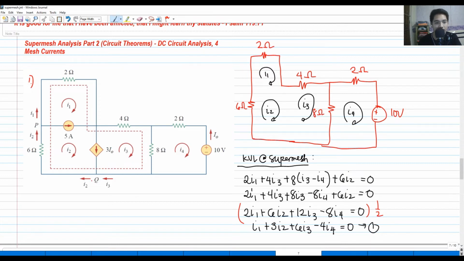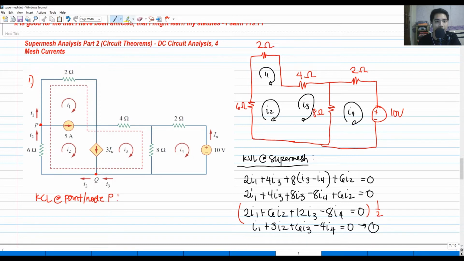We are given one KCL at point P, or node P, and one KCL at node Q, because we have to include this source in between our meshes in order to come up with another equation. So if we wish to have KCL at node P.